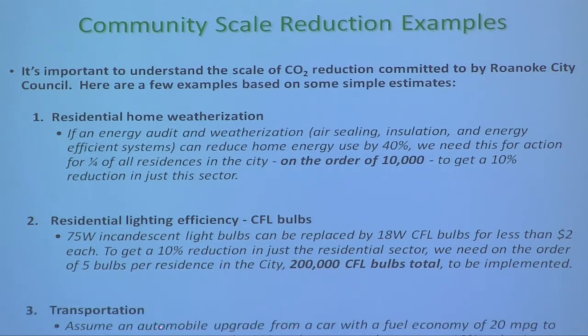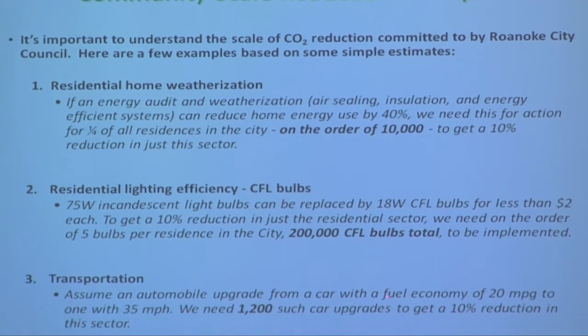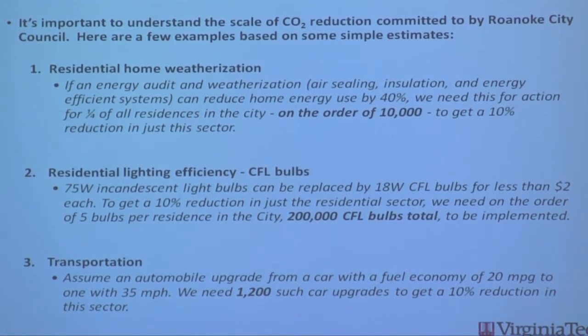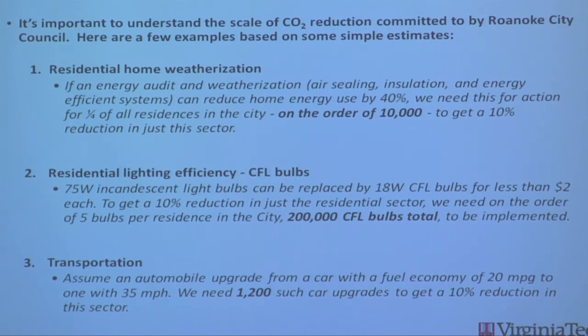Let's go to automobiles. If you've got a bunch of money, maybe you want to go from a car that gets 20 miles per gallon to one that gets 35. So 15 mile per gallon increase. That's pretty good. We need 1,200 people to do that in the city of Roanoke to get 10% reduction. So this just gives you a sense that this is possible, but it's not easy. It's not just change a light bulb here or there. It's change 5 light bulbs in every single house in the entire city. And then you get 10% of the way.